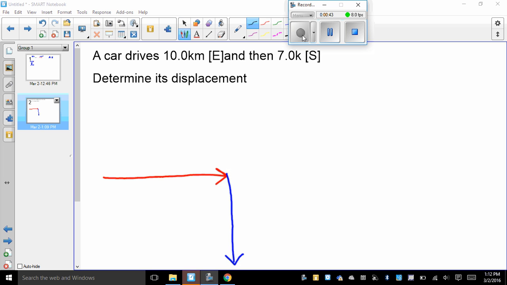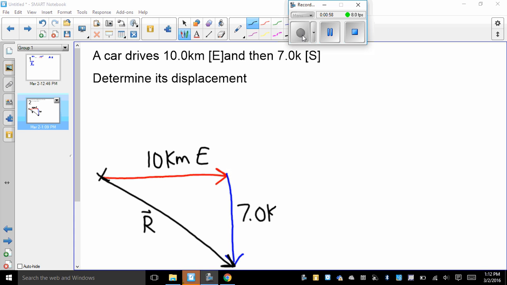Now I go from my starting point to the tip of my last vector, and here is my resultant. This was 10 kilometers east and 7 kilometers south. Okay, so how long is this resultant?